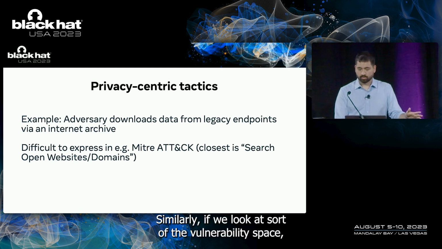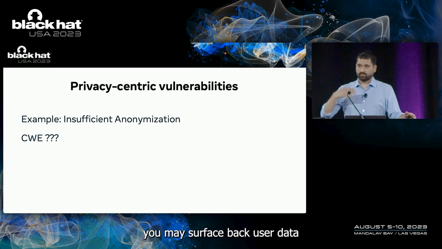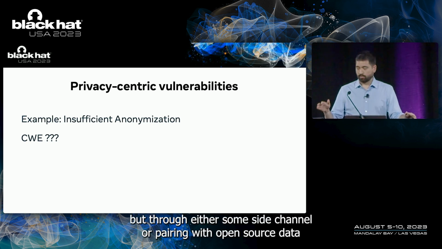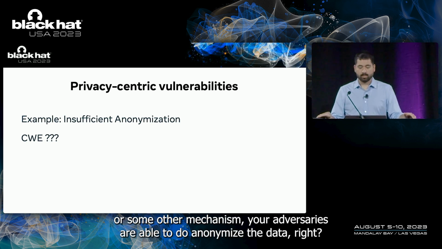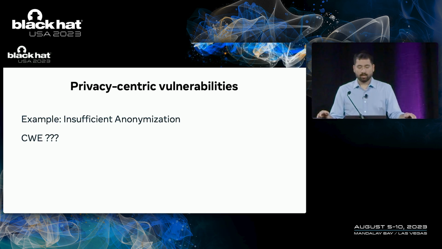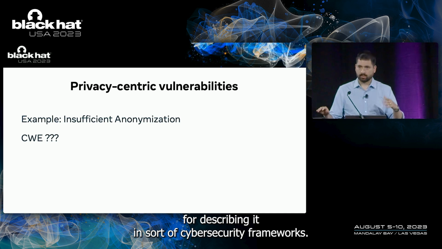Similarly, if we look at the vulnerability space, you may surface back user data on your platform in some way that you believe to be anonymized. But through either some side channel or pairing with open source data or some other mechanism, your adversaries are able to de-anonymize the data. Right? This is a pretty significant privacy issue, a very technical one. But we don't really have a great way of describing it in cybersecurity frameworks.